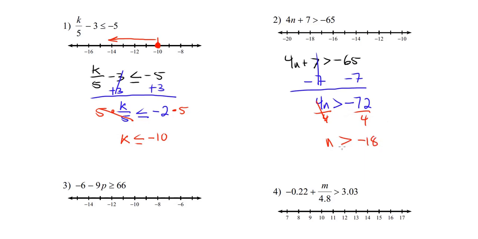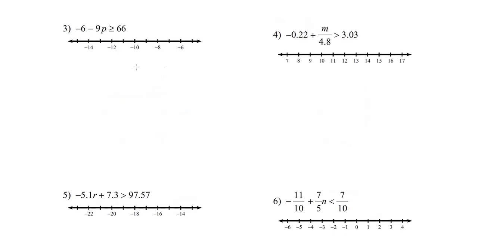So now, since this is not or equal to, this is going to be a hollow circle on negative 18, and greater than, the arrow points to the right. All right, let's take a look at number 3. Negative 6 minus 9p is greater than or equal to 66.